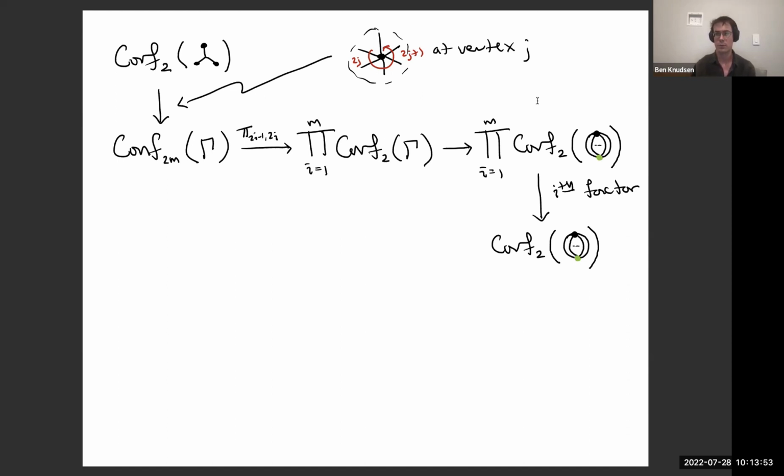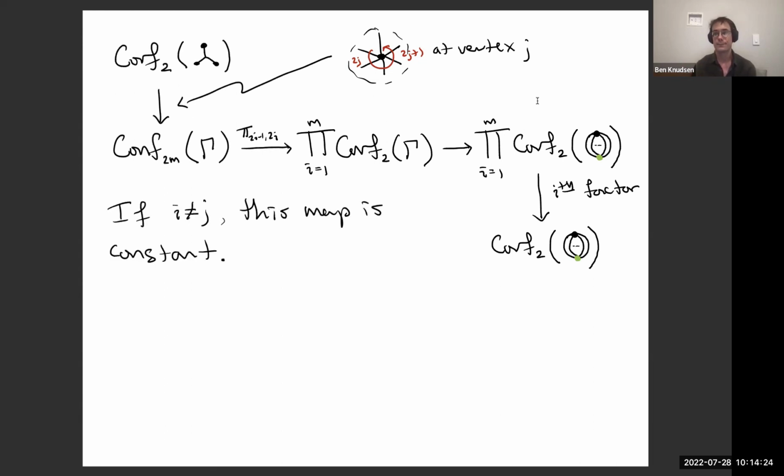Everybody on board? I may have said that a little fast. I'm not sure. So really what this boils down to is just looking at a particular map from the configuration space of 2 points in this suspension of 3 points to the configuration space of 2 points in this graph with sinks, which is the suspension of, sorry, I said suspension earlier when I meant cone, but y'all knew what I meant.